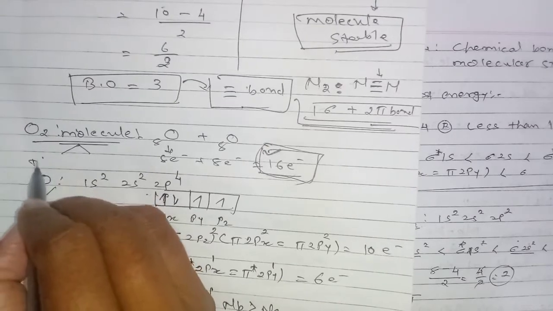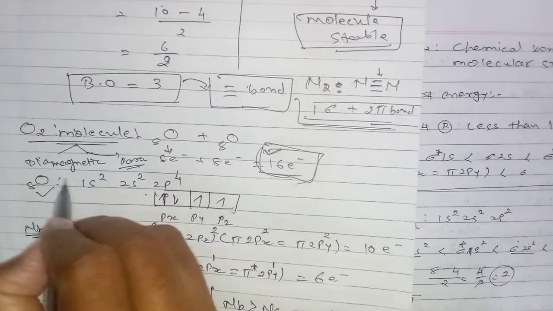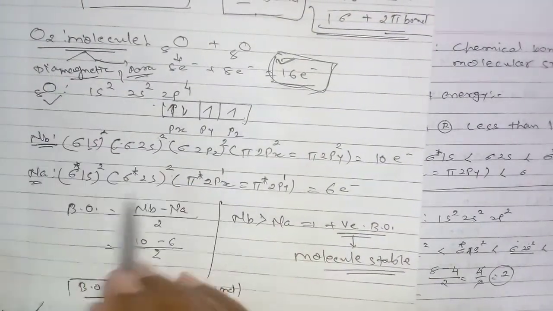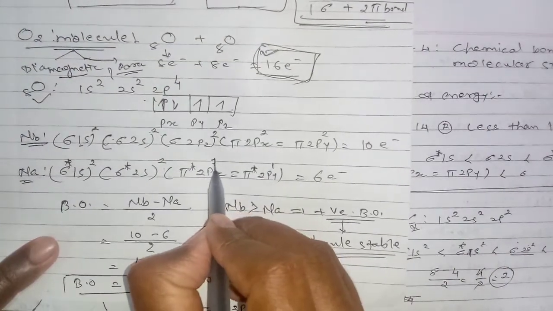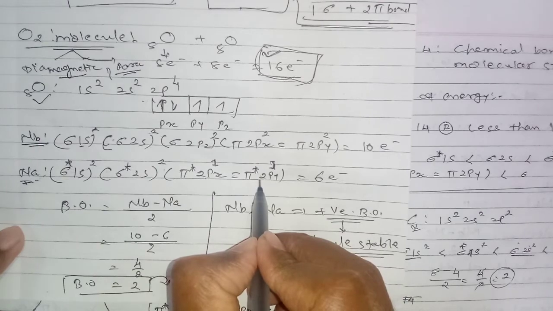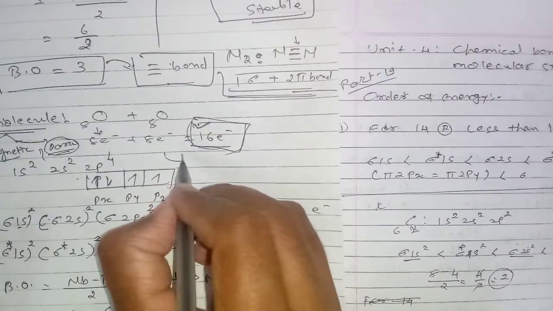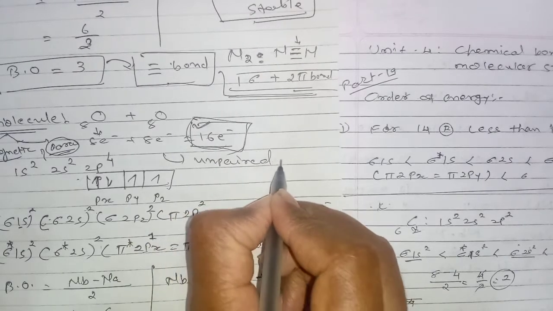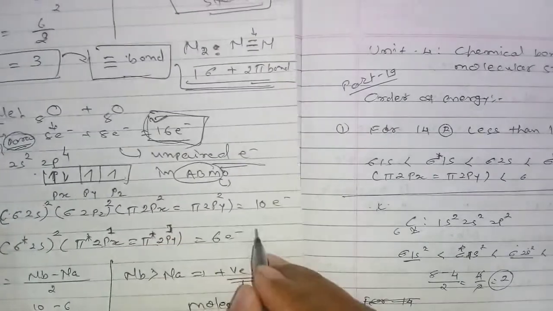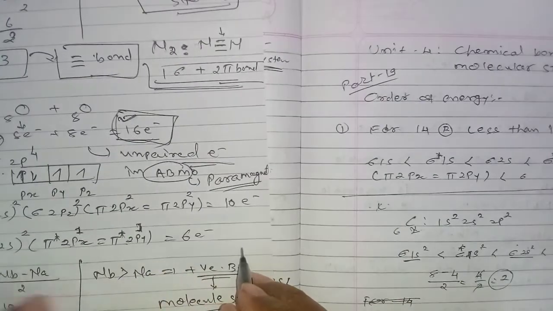Now let's check whether it is diamagnetic or paramagnetic in nature. In the case of the oxygen molecule, 2 unpaired electrons are present in the antibonding molecular orbitals, and because of this it is paramagnetic in nature.